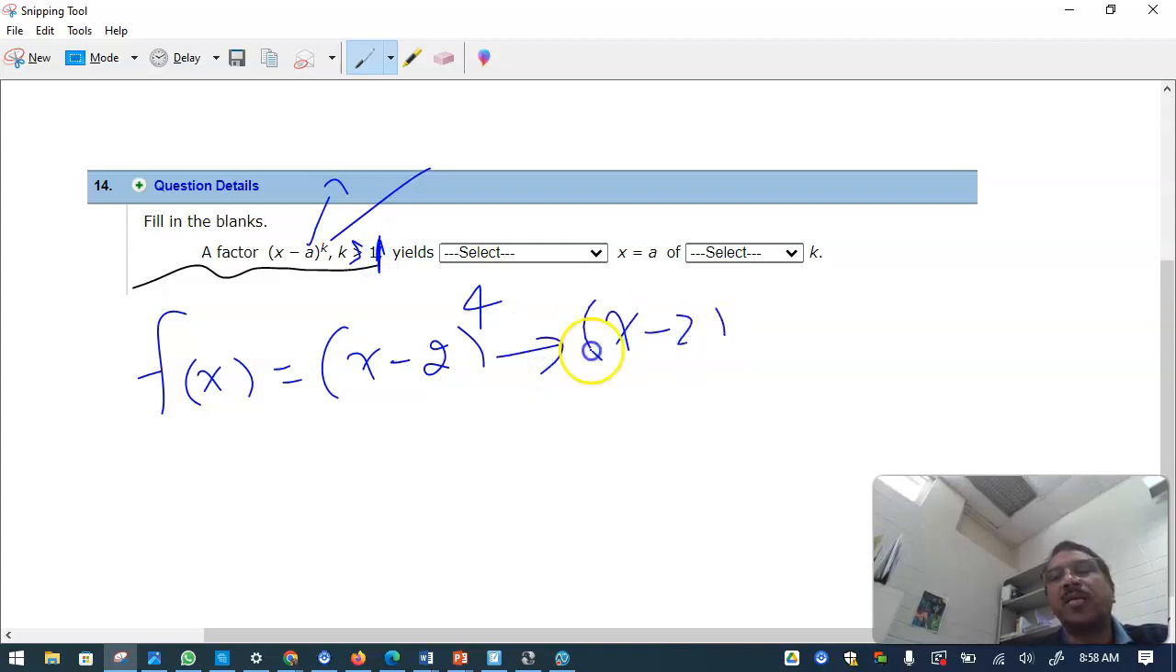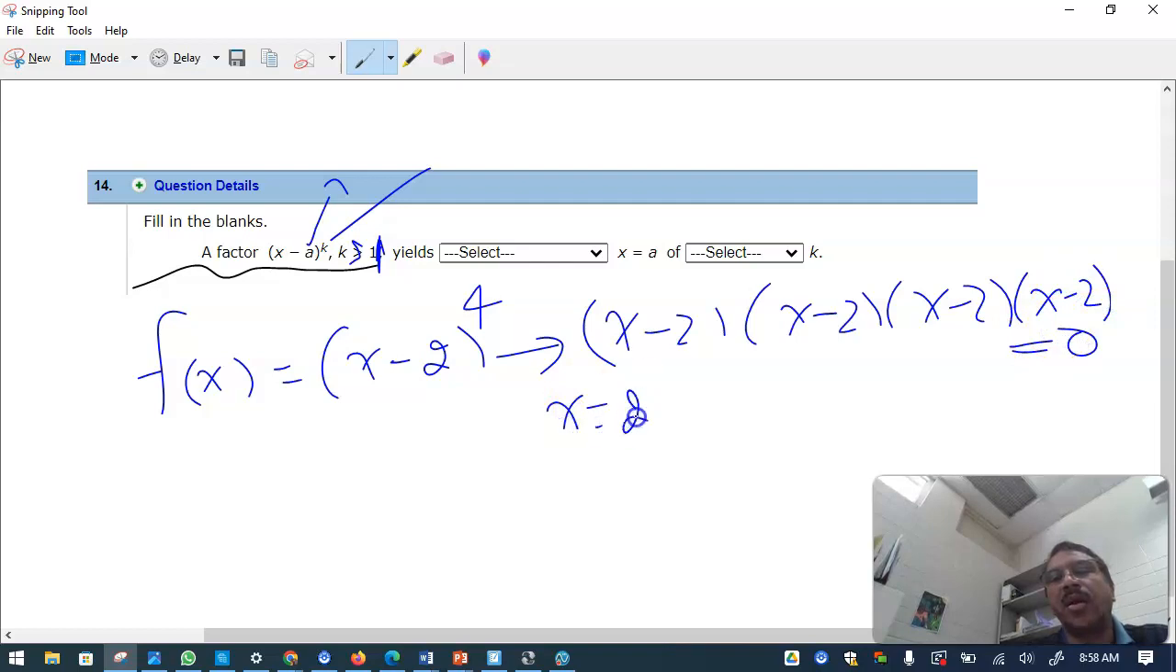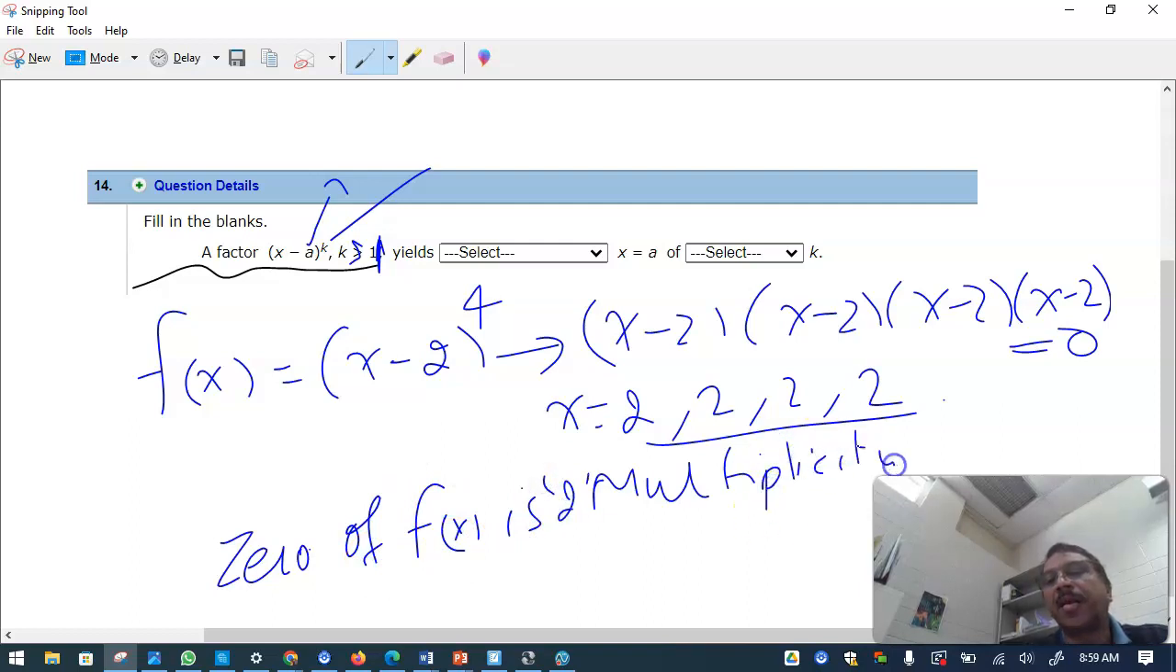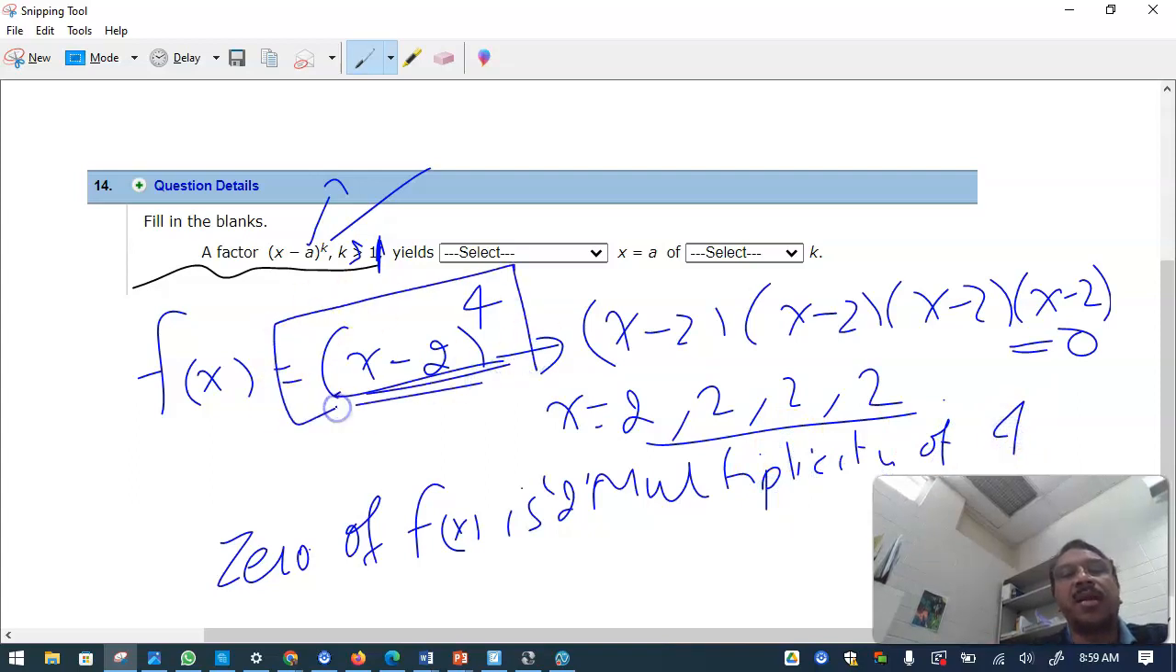It means x minus 2, x minus 2, x minus 2, x minus 2, and you can see this can become 0 only when x equals 2. So that means the 2 is repeated 4 times. So this one has a multiplicity. The 0 of the function f of x is 2, okay, but with multiplicity 4.